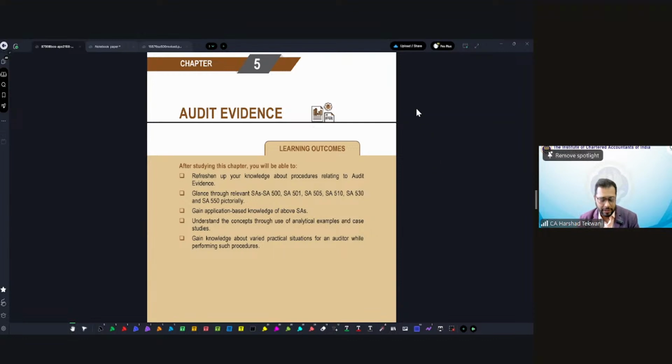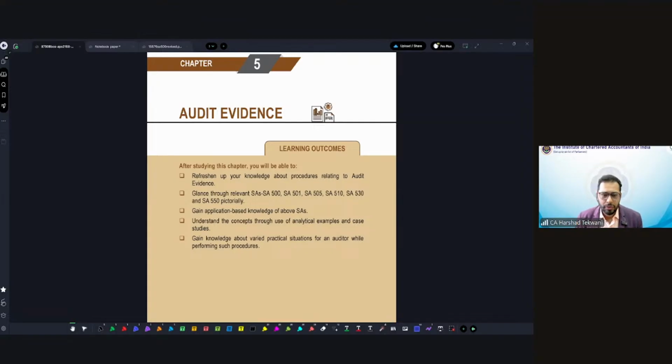When we talk about the term audit evidence, we always talk about sufficient and appropriate audit evidence. Now, what is sufficient? What is appropriate? You already know that: quantity and the quality of audit evidence.